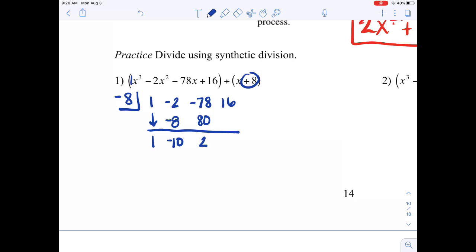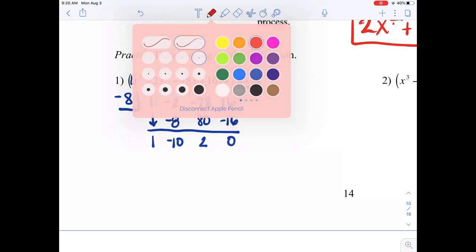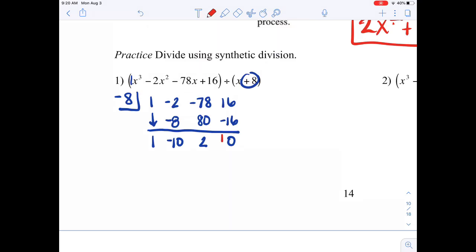2 multiplied by the negative 8 on the outside is negative 16. I add down my final column. 16 plus negative 16 is 0. Okay, so what do these numbers actually mean? Well, the 0 at the end, again, that's your remainder. So you can see in this case, this divides in fully evenly, so you don't have to worry about any fractional remainder.